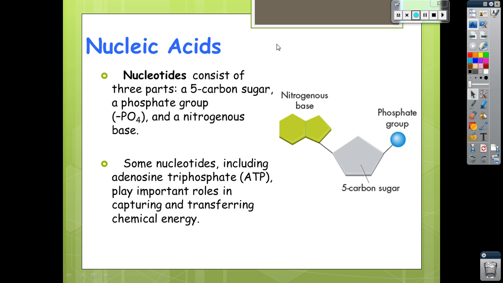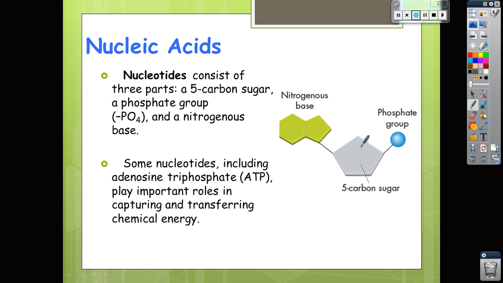So, here's our nucleic acid, our nucleotide. Our nucleotide has 3 basic parts to it. You have your 5-carbon sugar. You have a phosphate group on one end always, and you're always going to have a nitrogenous base on the other.